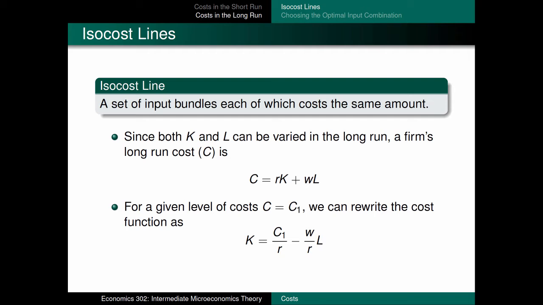Since the total cost C is equal to the fixed cost, R times K, plus the variable cost W times L, then we can rewrite this equation as K equals C1 over R minus W over R times L, which we can use to draw the isocost line with the isoquant graph that I introduced in the previous chapter. Let's take a look at the math I did here in more detail.